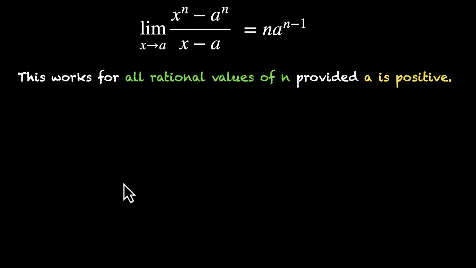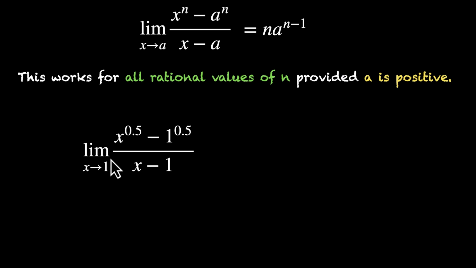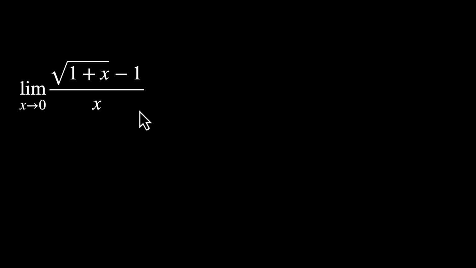Let's take an example. Limit x approaches 1, (x to the power half minus 1 to the power half) by (x minus 1). Now here n is not an integer, n is half, but we can still apply this formula. This becomes half times 1 to the power half minus 1, that is n times a to the power n minus 1. Simplifying this, we get half times 1 to the power minus half, that's still 1, so that's going to be half.